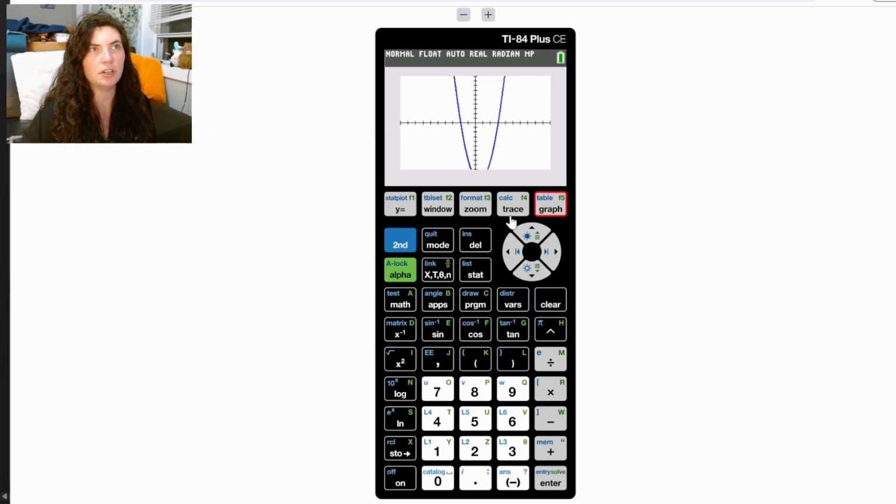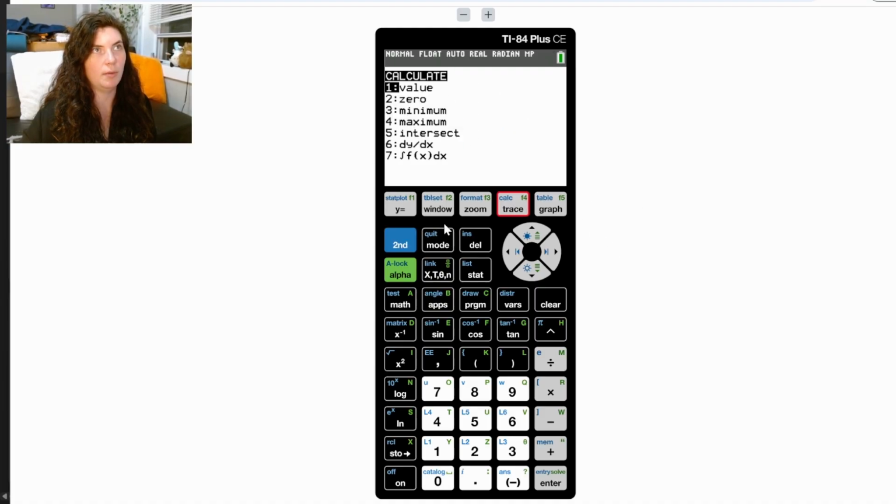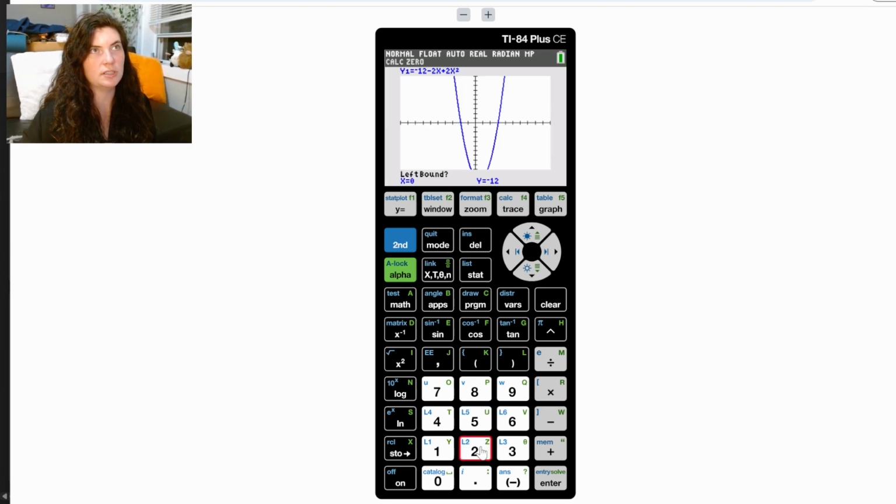And even if I wasn't sure, if I hit second and then I hit calc here, this blue word calc. So second makes it the blue word. I can find the zeros, I can find the values, max, min, whatever I want. I'm going to hit 2 because I want a 0. And the way you find those is you go to the left of where you think the 0 is, and then you go to the right of where you think the 0 is, and then you hit enter, and it gives you those zeros.